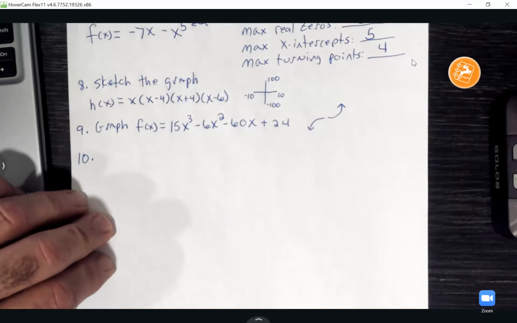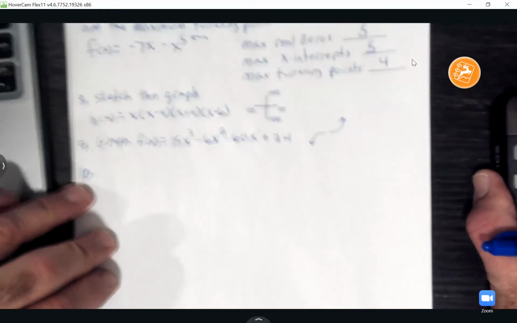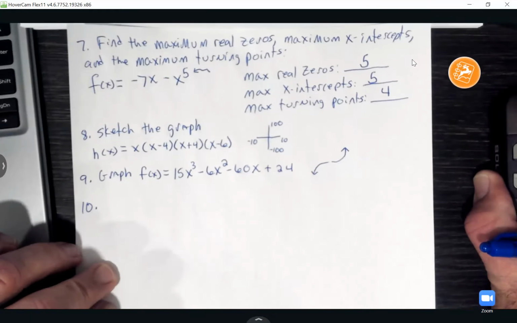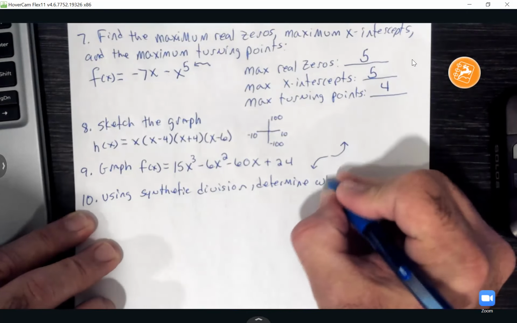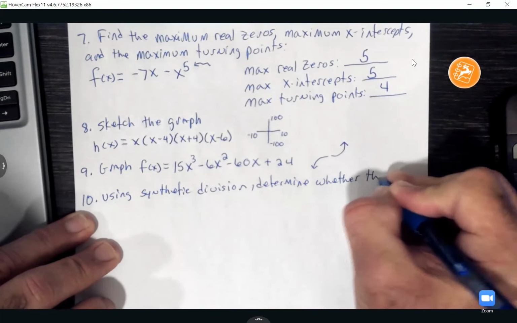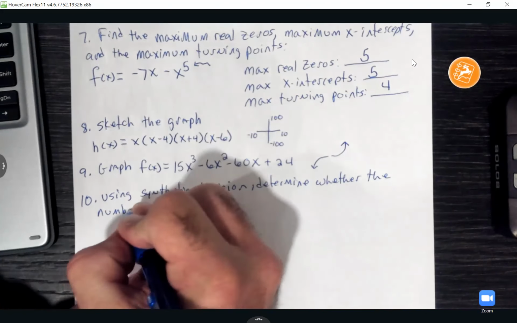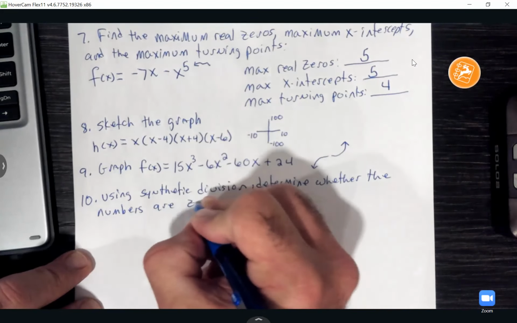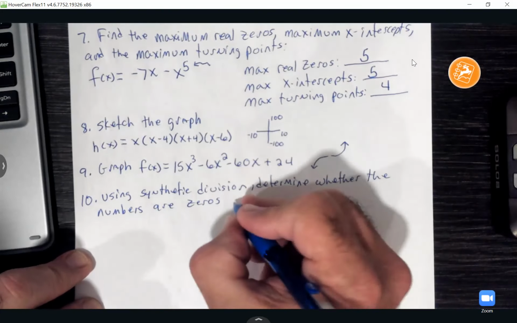All right, y'all. Then we get into the fun stuff. We're going to get into the fun stuff using synthetic division. So using synthetic division, I'm going to determine whether the numbers are zeros of the function.